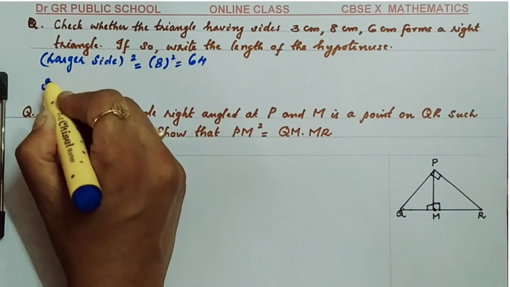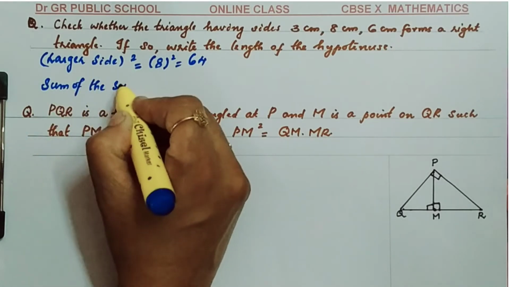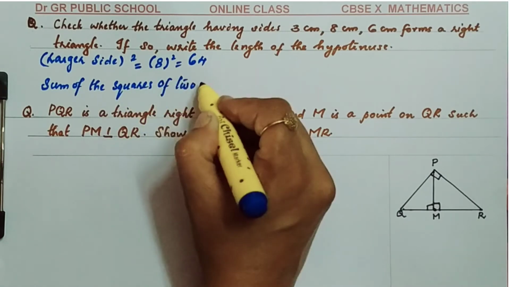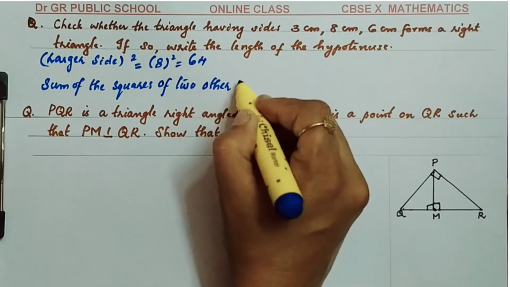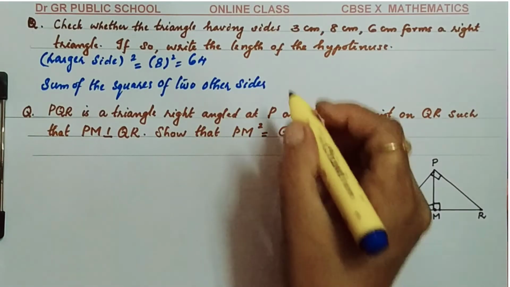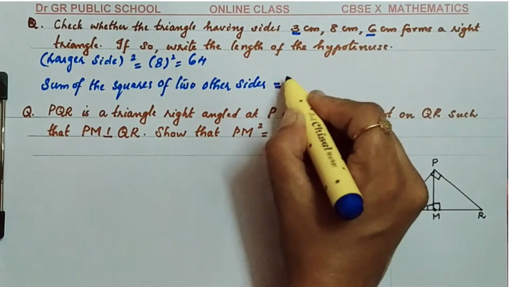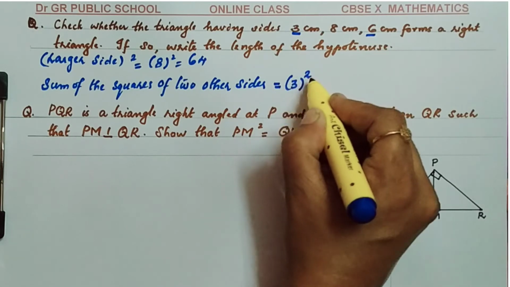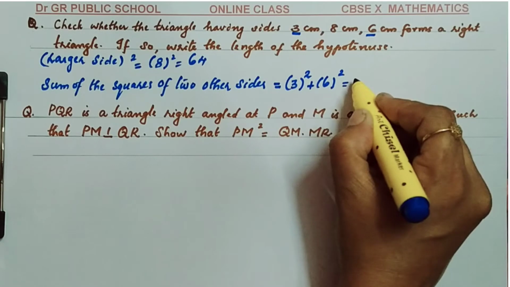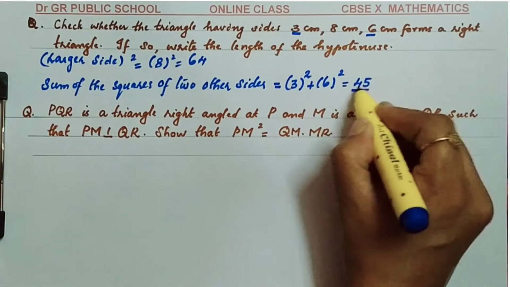I am going to find the sum of the squares of the two other sides. The other sides are 3 cm and 6 cm. So, the sum of their squares is 3 square plus 6 square. 3 square is 9, plus 6 square is 36. 9 plus 36 is 45.